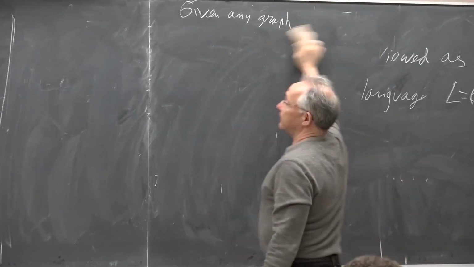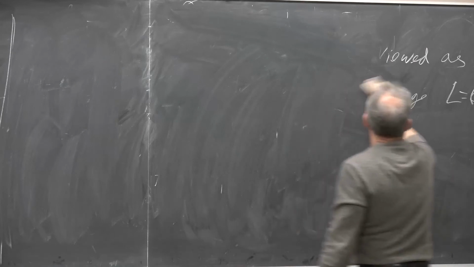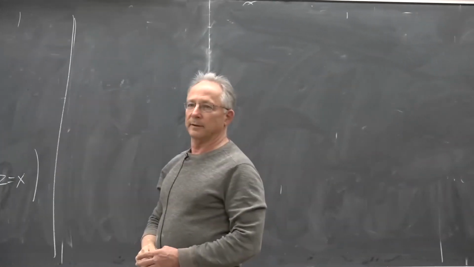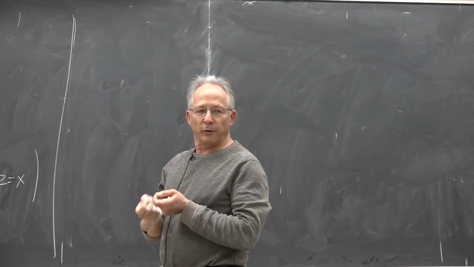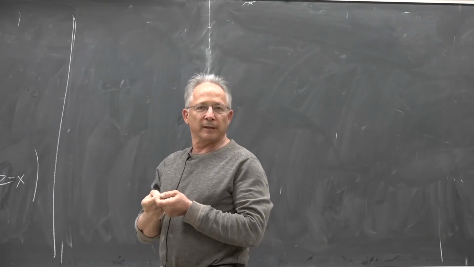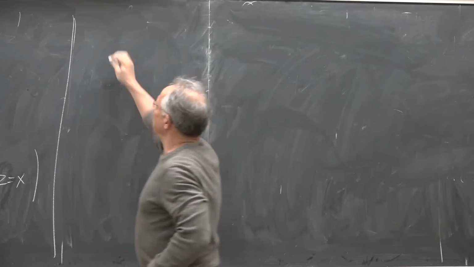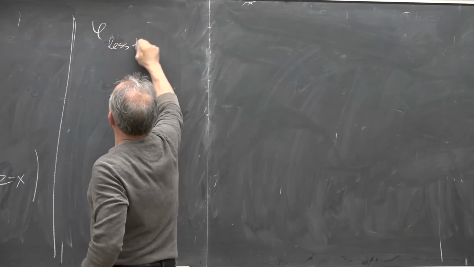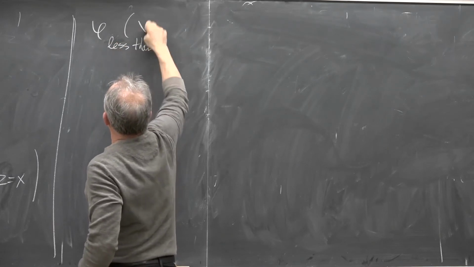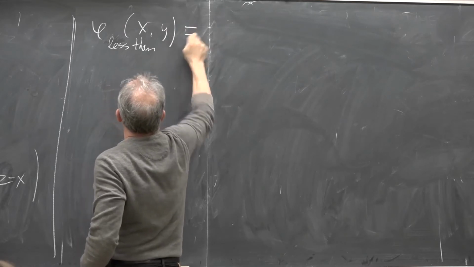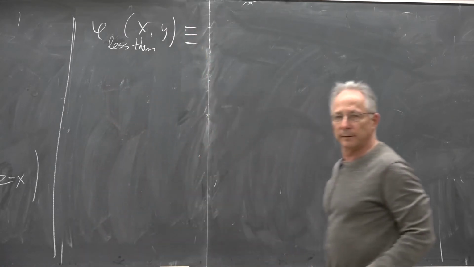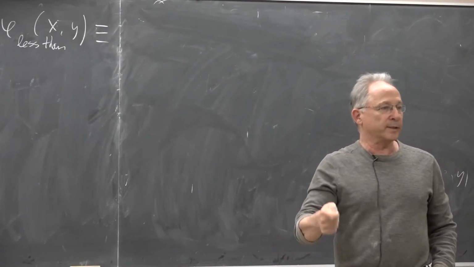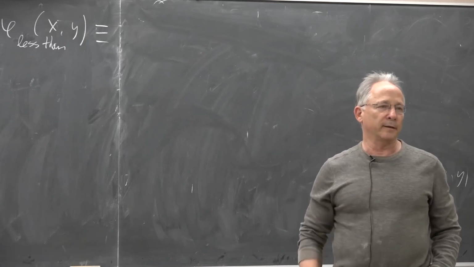define sets of tuples. So for example, how should I define the ordering relation in this language? So I want to define the set of all pairs such that x is less than y. So I want the formula phi less-than of x, y. So now I will have two free variables in my formula, and it will hold if and only if s assigns to x a number which is less than the number it assigns to y.